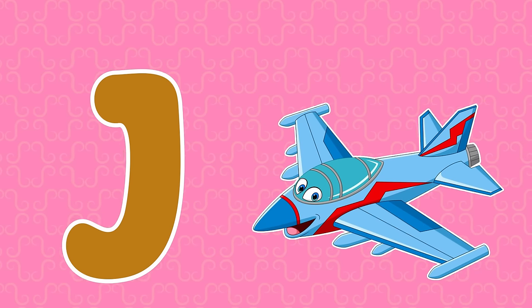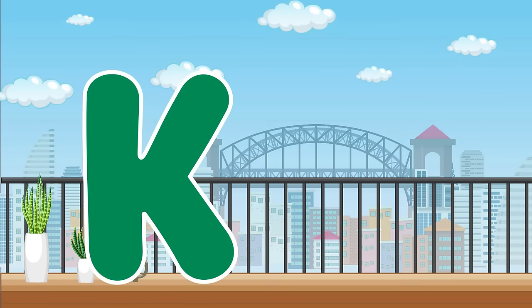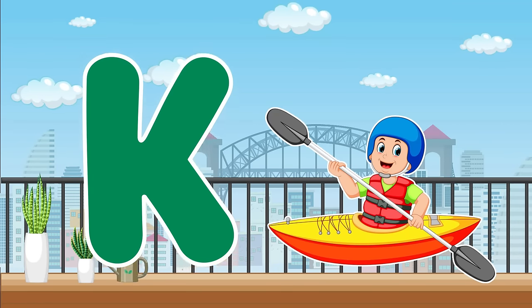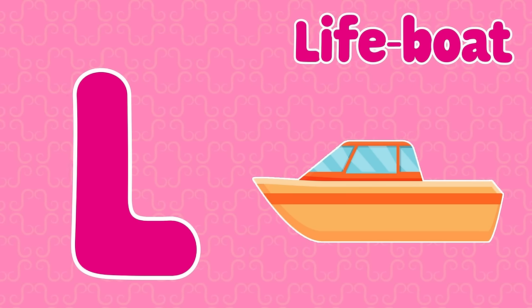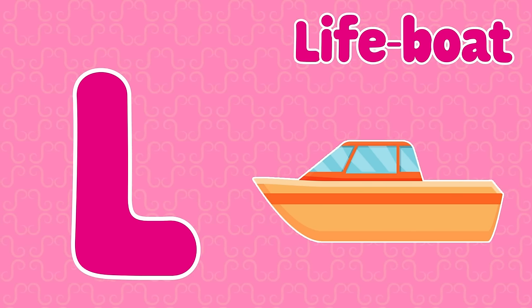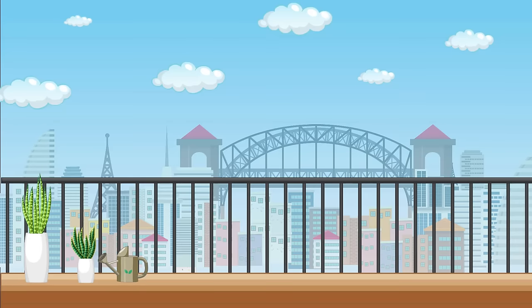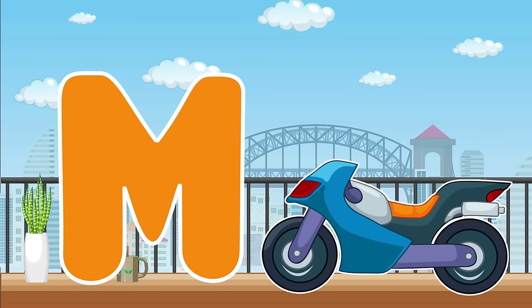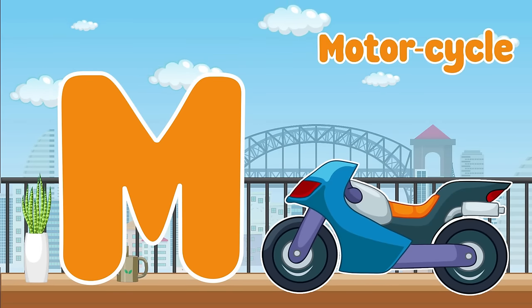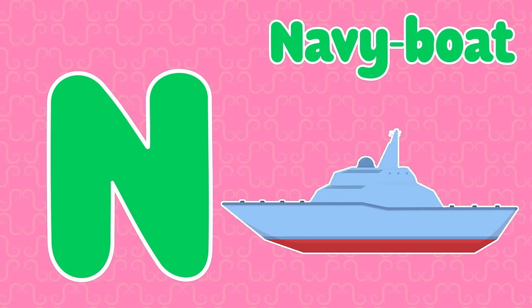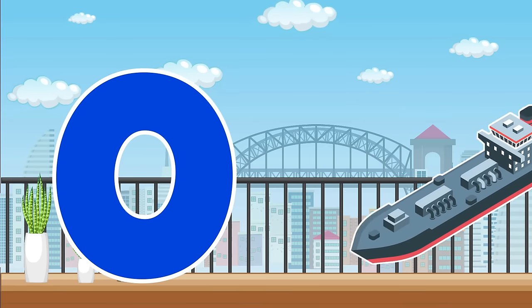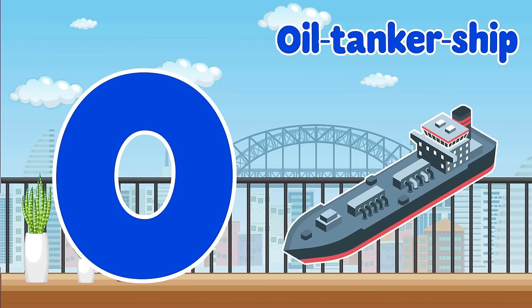J is for jet. J, j, jet. K is for kayak. K, k, kayak. L is for lifeboat. L, l, lifeboat. M is for motorcycle. M, m, motorcycle. N is for navy boat. N, n, navy boat. O is for oil tanker ship. O, o, oil tanker ship.